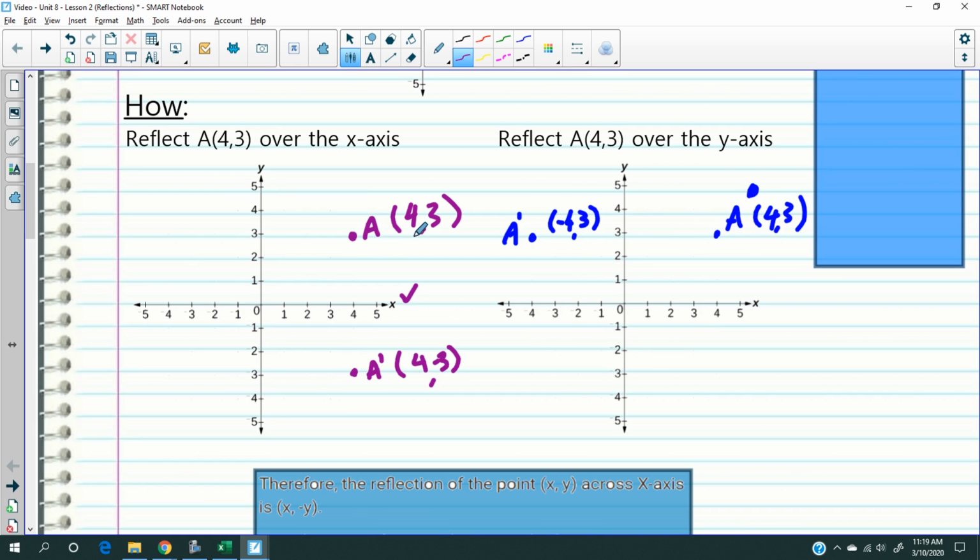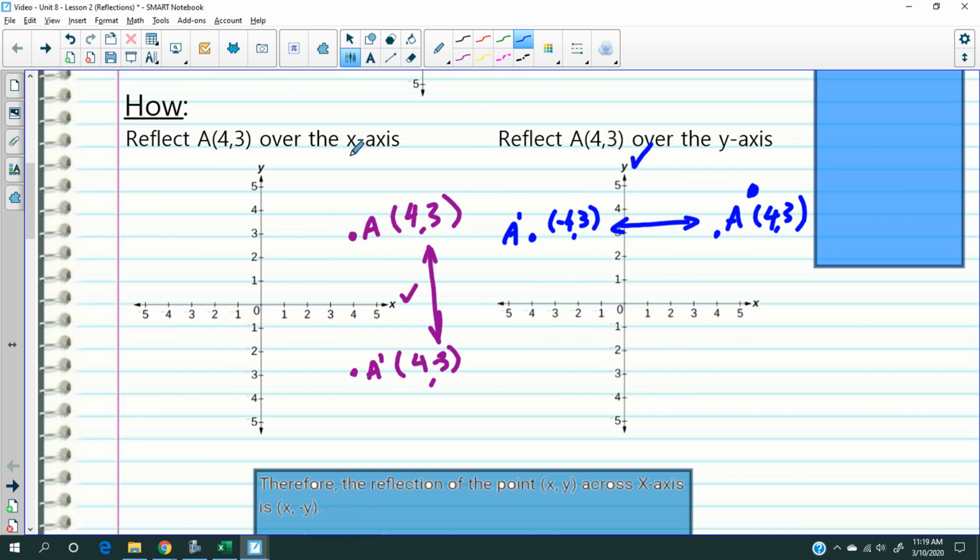Take a look. When we reflect over the x-axis, what happened here between this and this? When you reflect over the y-axis, what happens here, from right to left? What do you notice? I don't know if you noticed.